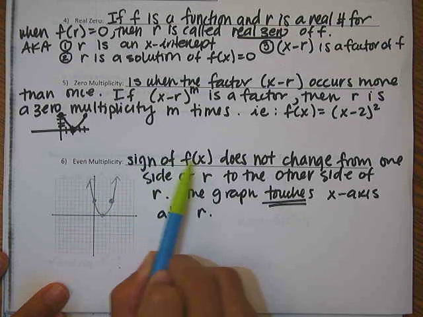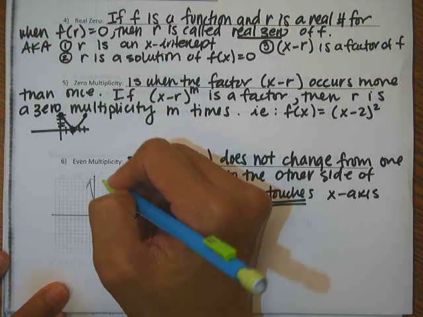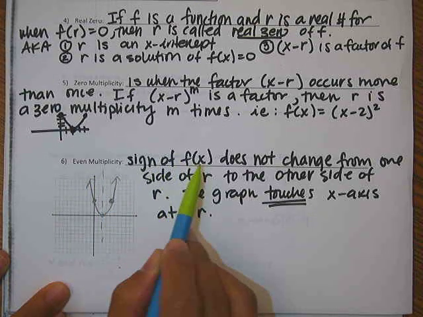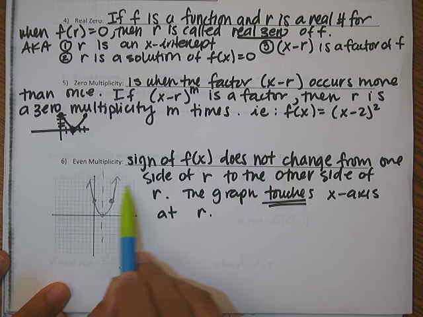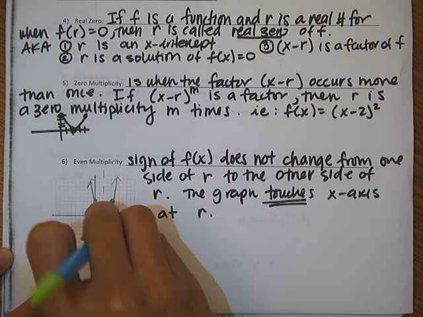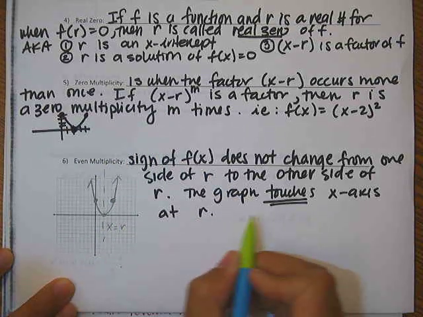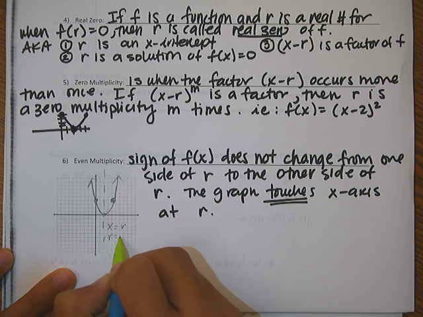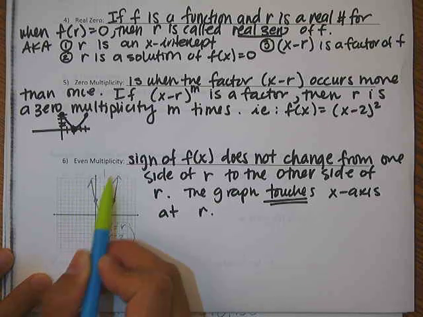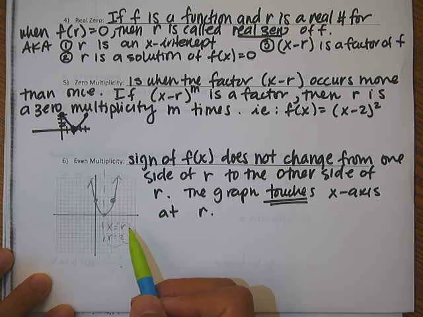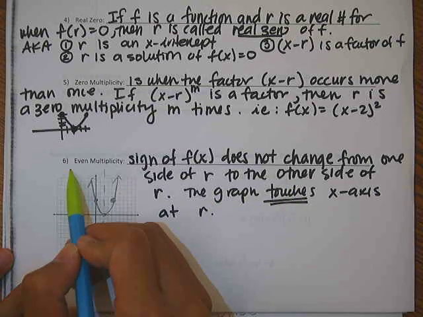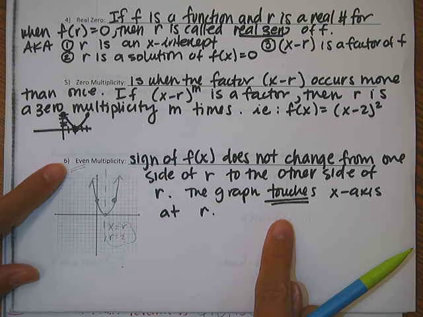So look at this. According to this, the sign of f of x, over here on the left, here is our axis of symmetry. On the left side, f of x is positive. And on the right, it's also positive. So this is R, x equals R, and R happened to be, for our example, 2. So the sign on the left and the sign on the right don't change. They are both positive, and they can be both negative as well. It just doesn't change. The most important piece is that the graph touches the x-axis at all even multiplicity. That's something you want to keep in mind.